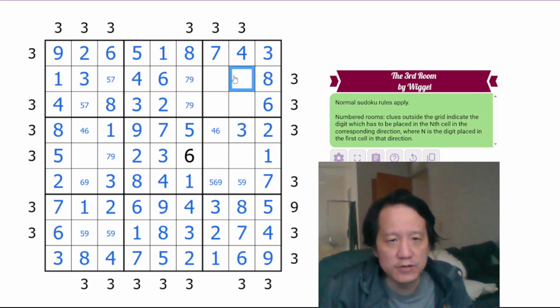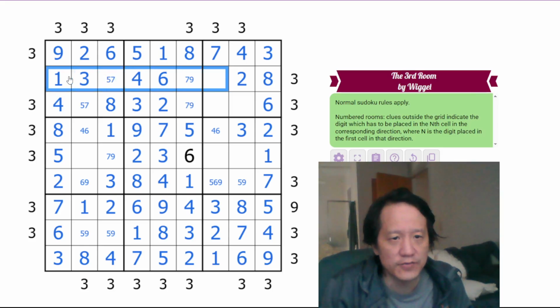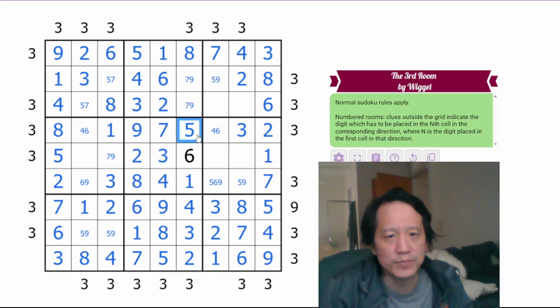Remaining digits in row 2. We have 2 has to be one of these, and 2 cannot be here, so 2 has to be there. This cannot be 7. It's 5, 7, and 9 remaining, so this is 5 or 9.